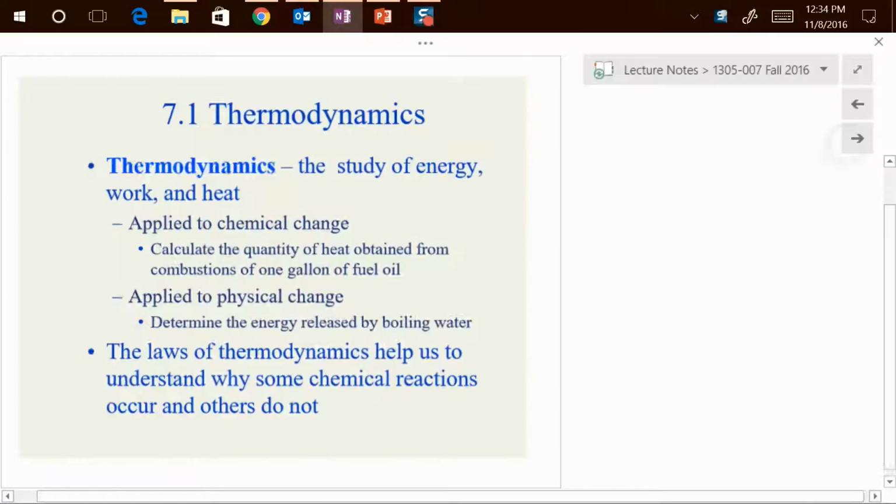Okay, so first off, let's define thermodynamics, and that is the study of energy. And this thermodynamics is going to be applied to chemical change that's occurring. So as a chemical reaction is proceeding forward, there will be either heat lost or gained, due to the change that's occurring.